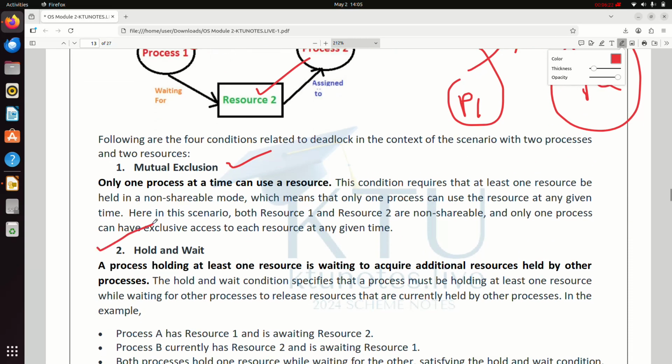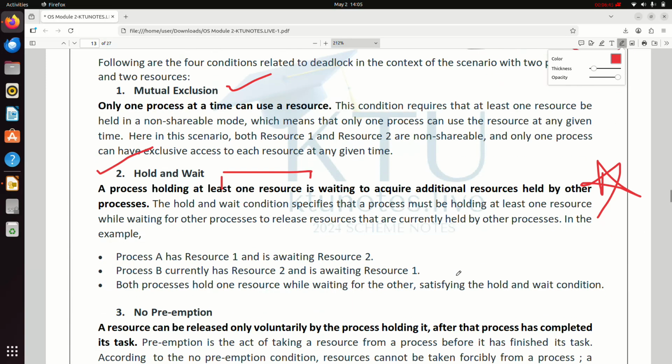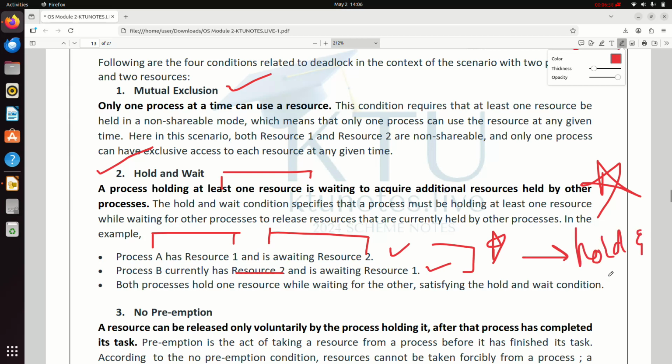The next condition is hold and wait. That is, at least one process holding a resource is waiting to acquire additional resources which are held by another process. That means one process is holding at least one resource, and it is waiting for another resource that is held by another process. Such a situation should come. Right? So the hold and wait condition should be there. That is what I said. Process A has resource 1 and is waiting for resource 2, and process B has resource 2 and is waiting for resource 1. Such a condition should come. This condition is known as the hold and wait condition.